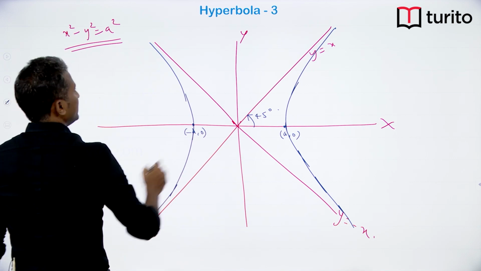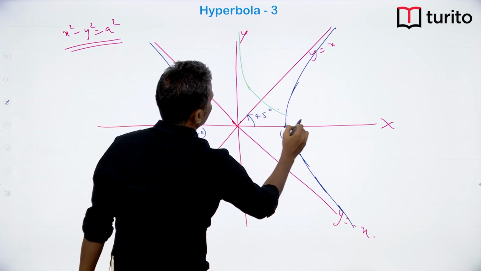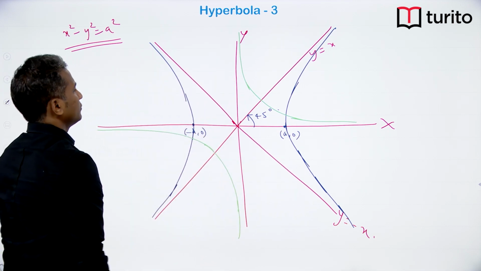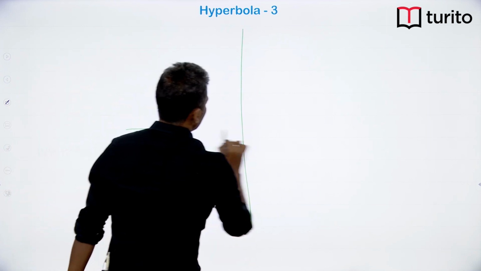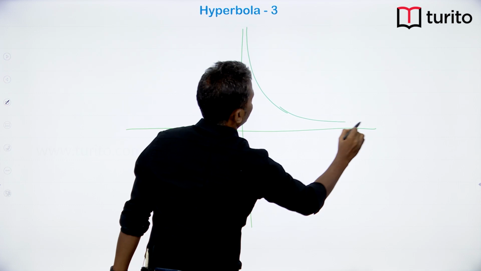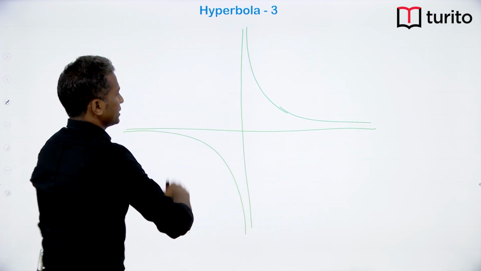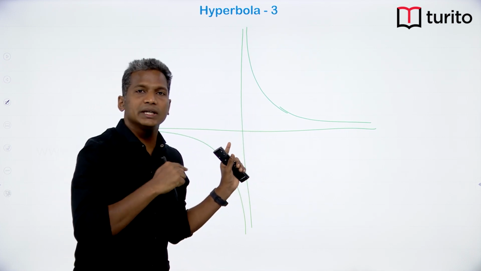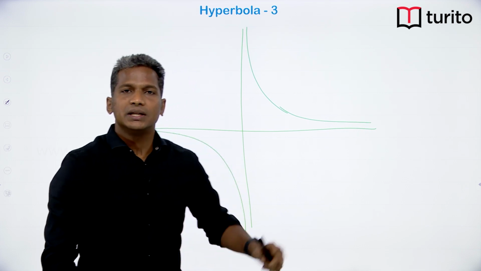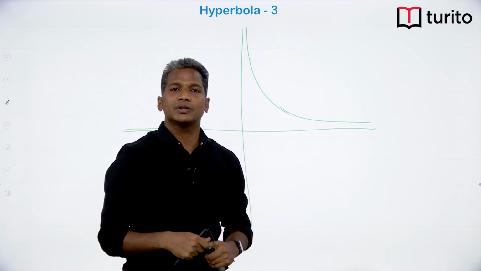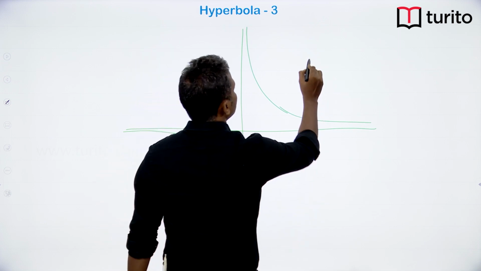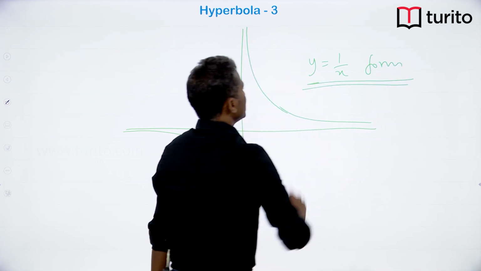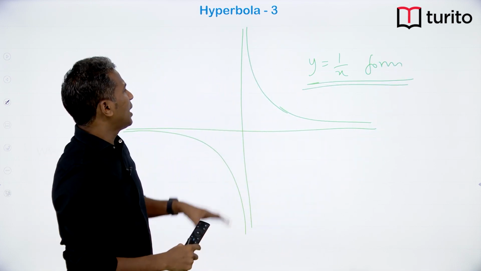Okay. So, I will use green here, I will be getting a curve like this. Okay. This green curve. So, in a way we can say that if I rotate that by 45 degrees, I am going to get a curve like this. Okay. Now, this curve is a very famous curve. You might have already studied this in functions. This is the reciprocal function, which is also called the rational function, which is y equal to 1 by x form.